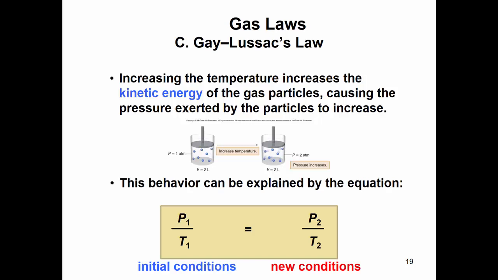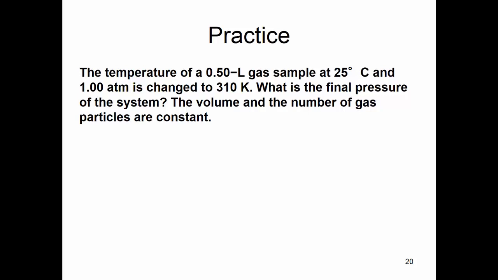So we have an equation for Gay-Lussac's law. It's P1 over T1 equals P2 over T2. The P and T are for pressure and temperature. The 1s are for the initial conditions, and the 2s are for the final conditions. We're going to work a problem using this law.